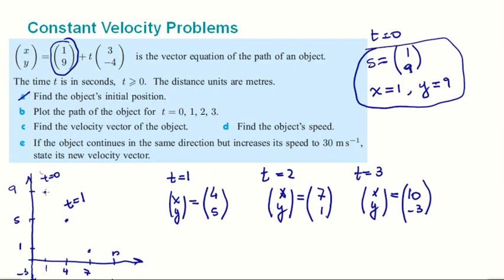And then we can just, this would be the path that our object would be following. This is the path. It should be a straight line going down. This is time equals 0.